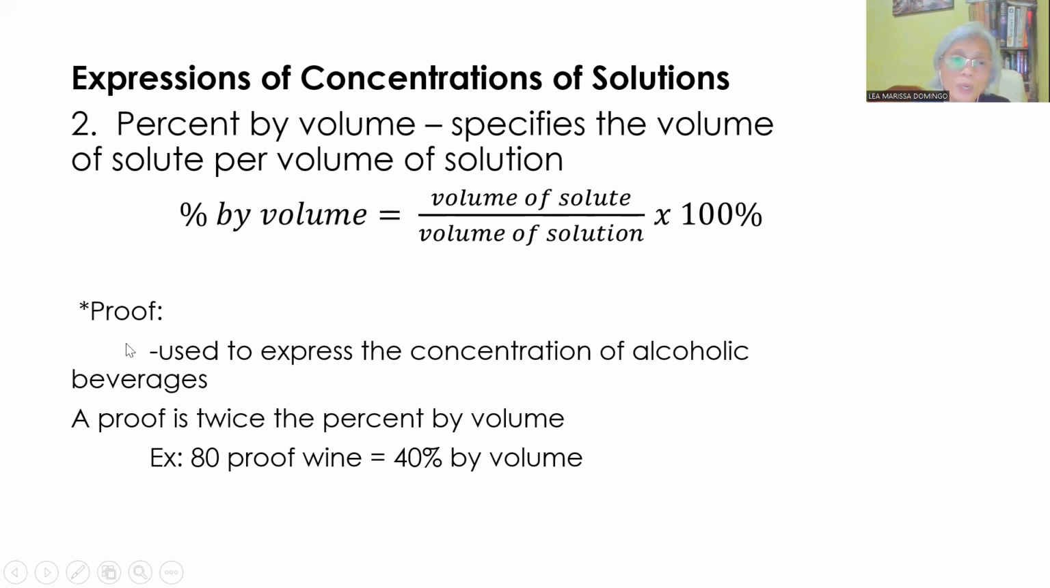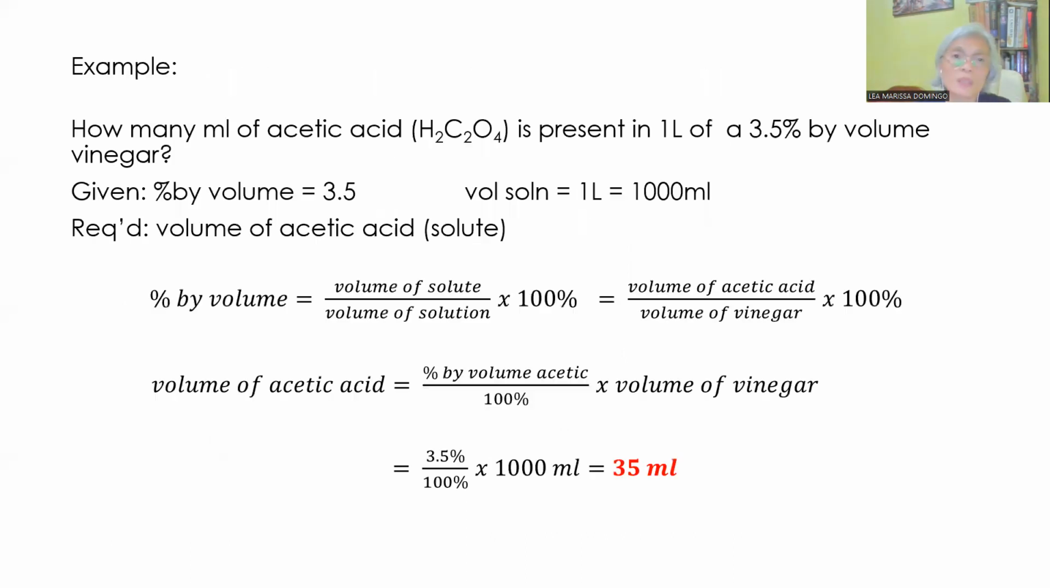So the proof. A proof is also an expression of concentration which is specifically used to express concentrations of alcoholic beverages. What is the equivalent? A proof is twice the percent by volume. So, an 80 proof wine is equivalent to 40% by volume ethyl alcohol. So, 90 proof is 45% ethyl alcohol.